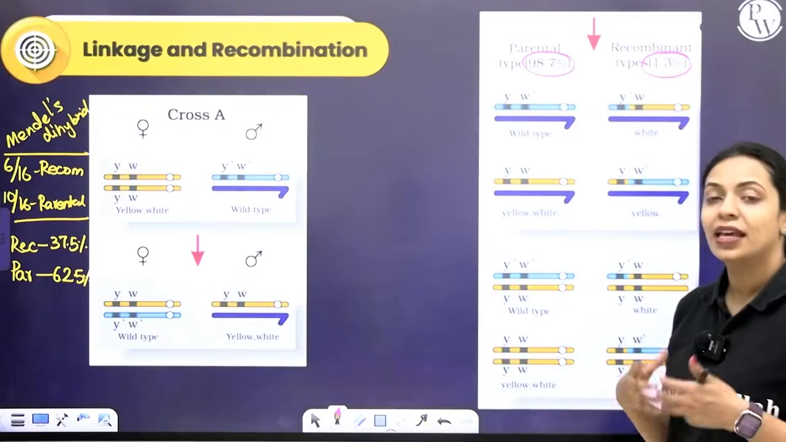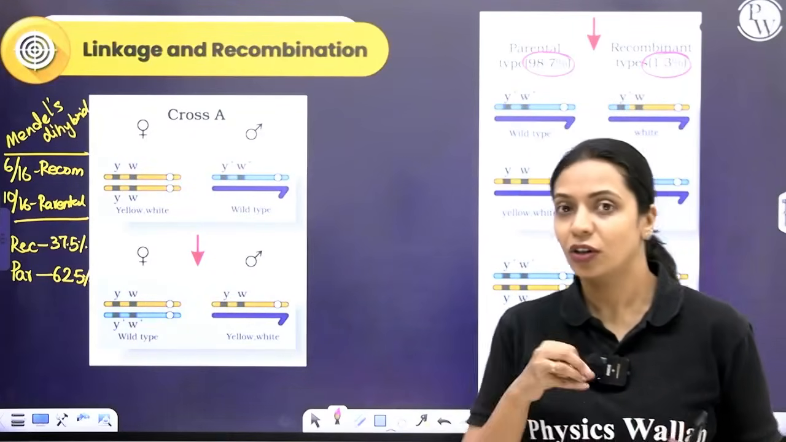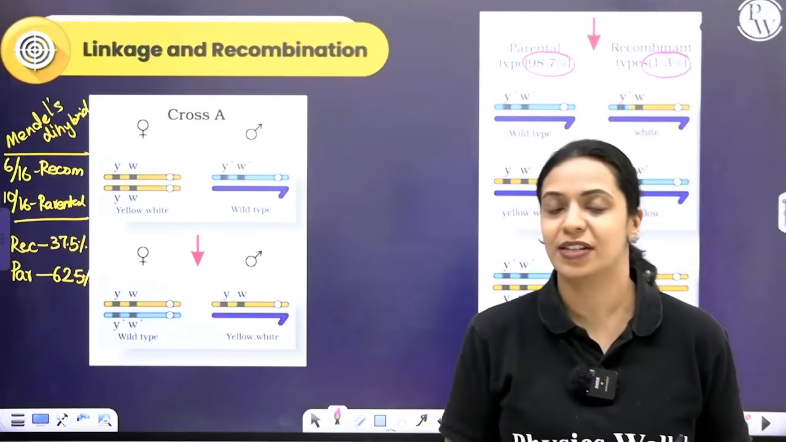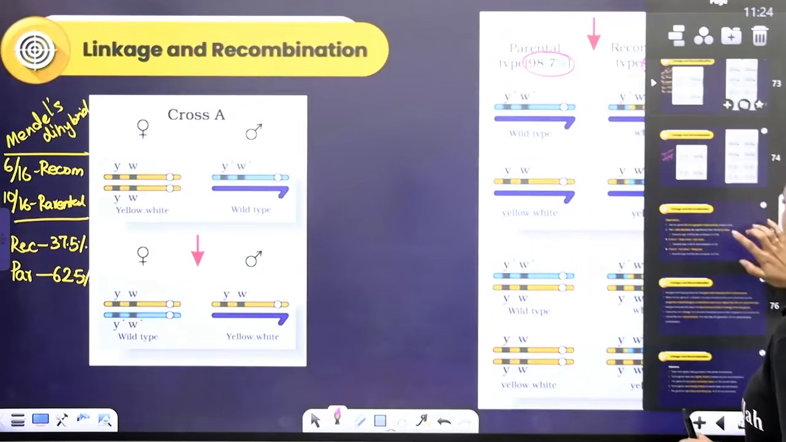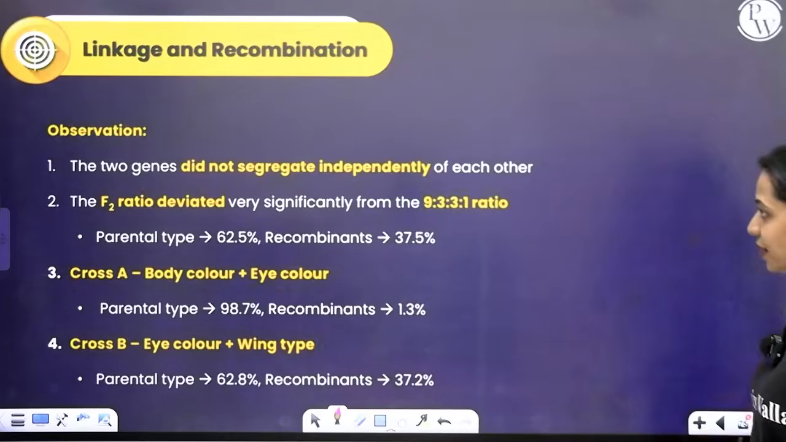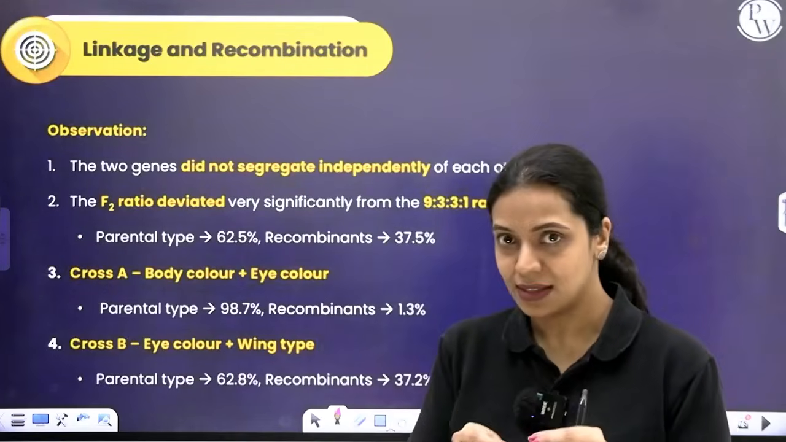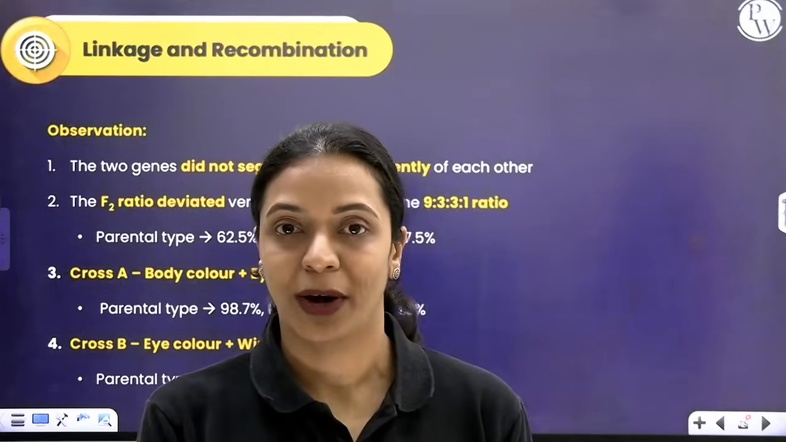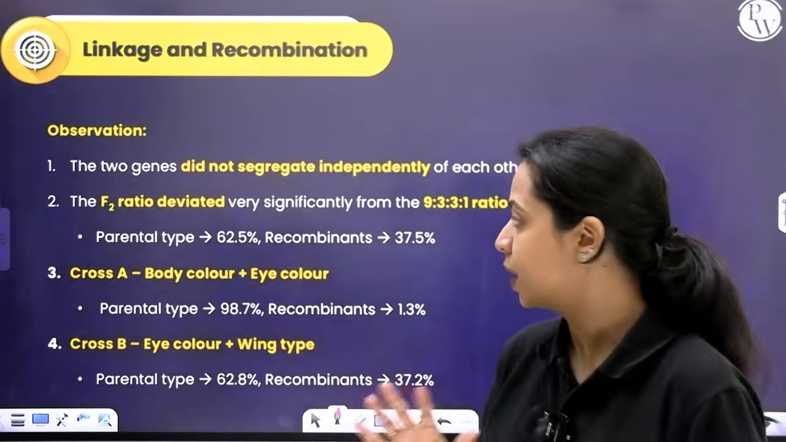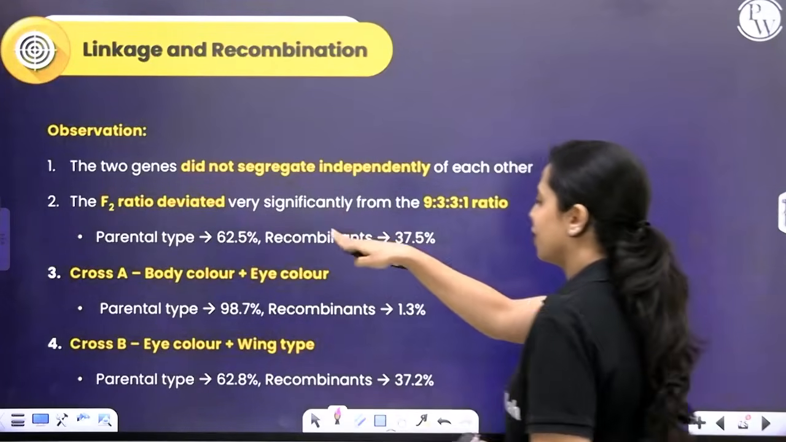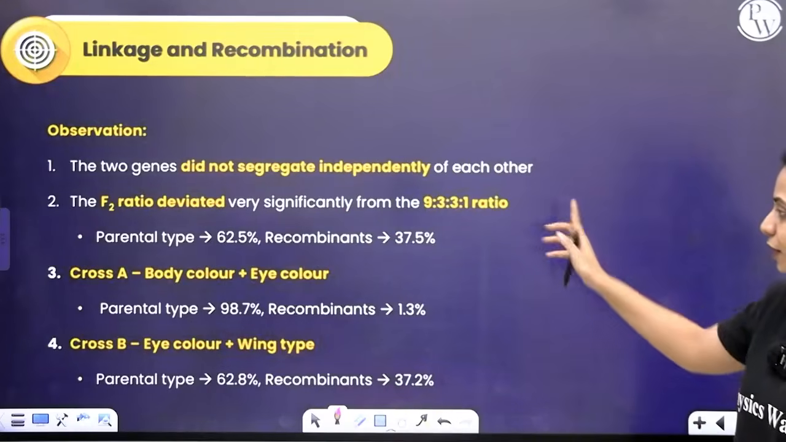And then he would know that all of these genes that he is considering are present on the X chromosome. And based on his observation, he says that the 2 genes in the first cross that we spoke about did not segregate independently because they are present on the same chromosome. Okay, so the F2 ratio deviated very significantly from this.